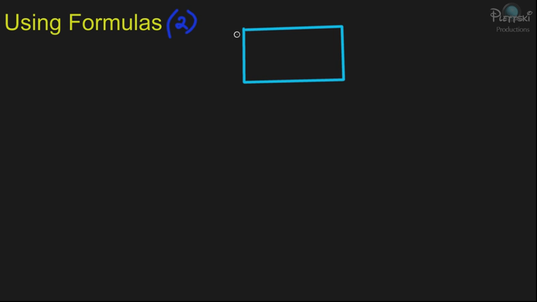So if you have a rectangle, it has a certain width and a certain length. And two of the sides will be the width and two of the sides will be the length. And then when you add up all four sides, you get the perimeter. So perimeter.